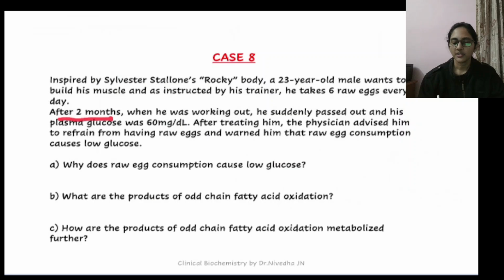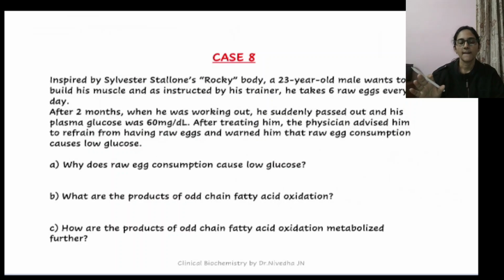But see, after 2 months, when he was working out, he suddenly passed out and his plasma glucose was 60 milligram per deciliter. After treating him, the physician advised him to refrain from having raw eggs, obviously, and warned him that raw egg consumption causes low glucose. So you know the answer, but have you ever thought in this angle? That is the question.